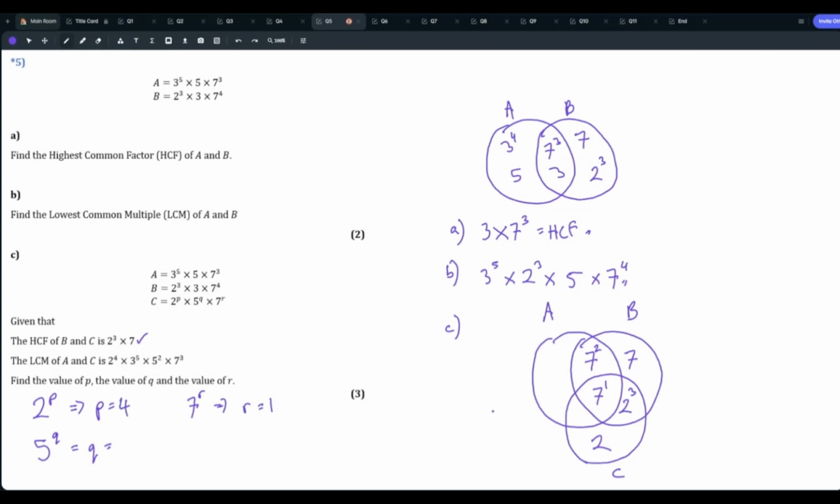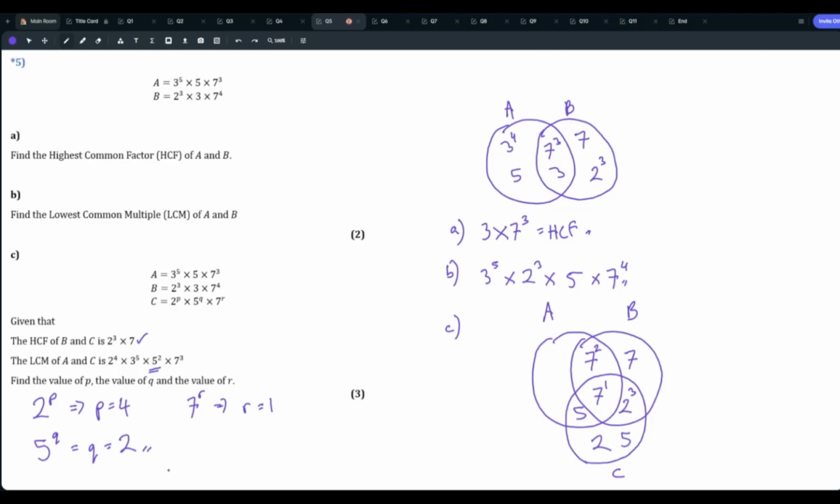And lastly, the 5. A and C, again, the LCM of A and C is 5 to the power of 2. B does not have a 5, of course. So where is this 5 going? A has 1 5. So if I put a 5 there, and the LCM of A and C is 5 squared, remember C does have a 5 as well. Let's just see if this works. A has 1 5. Yeah, that's true. And C has 5 to the power of Q, but in the LCM of A and C, we do have 2 lots of 5s. So this does check out. So Q is equal to 2.